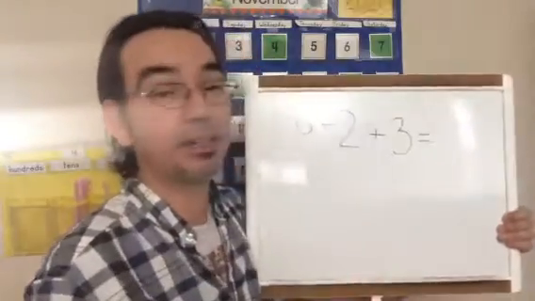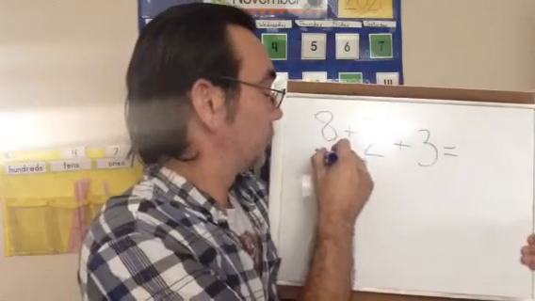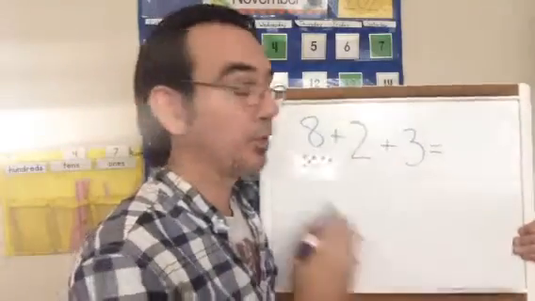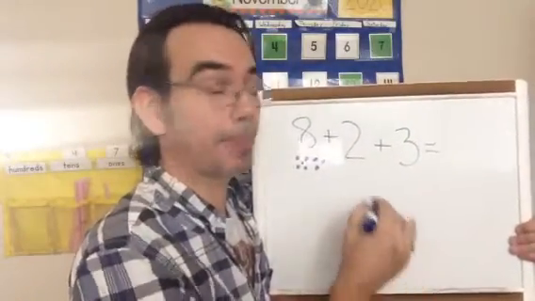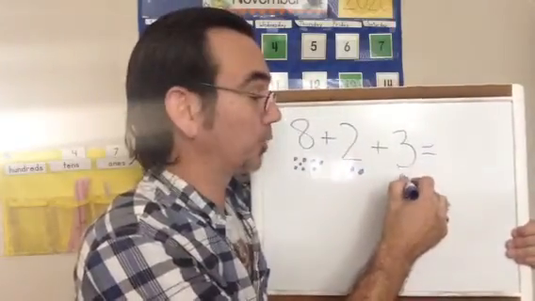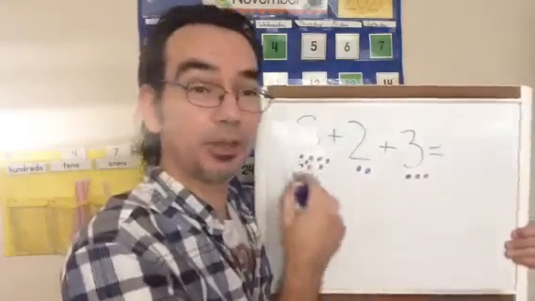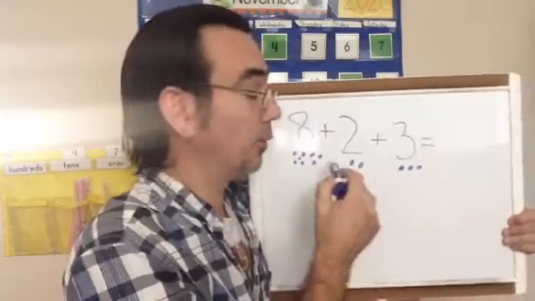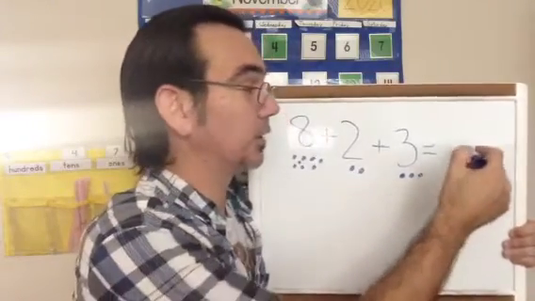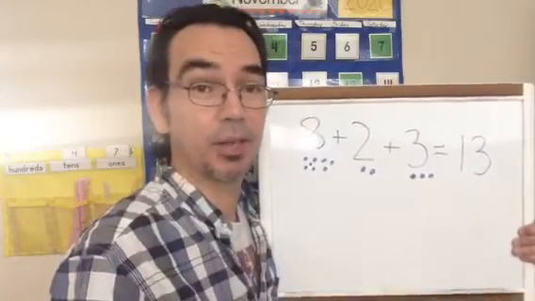So, we have 8. So let's start off drawing 8 dots. 1, 2, 3, 4, 5, 6, 7, 8. There's 8. Now over here, how many dots am I going to put? That's right, 2. 1, 2. And over here, 3 more. 1, 2, 3. 8 plus 2 plus 3. So we know this is 8. We can start at 8. And we're going to count on from there. 8, 9, 10, 11, 12, 13. I ended up with 13. Alright, that's using our dots there.